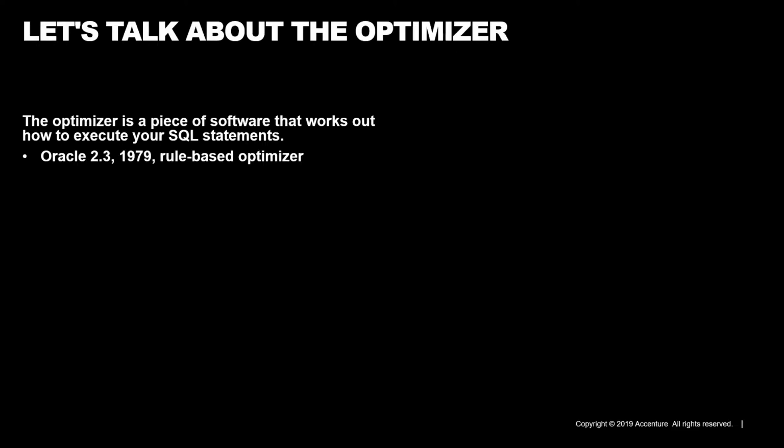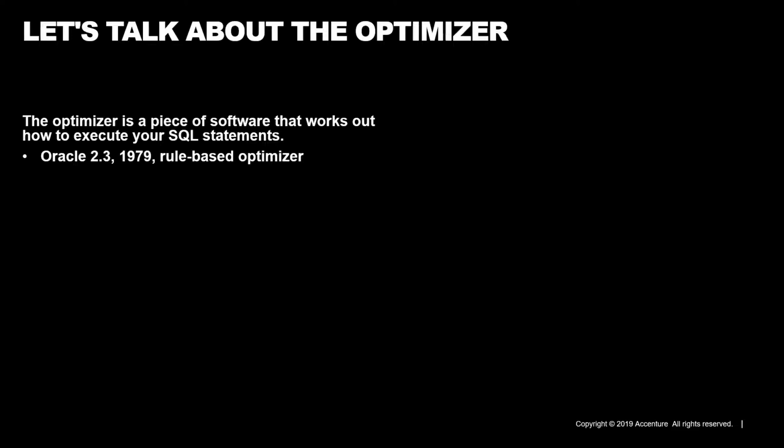The optimizer is a piece of code inside the database. It determines how to execute your SQL statements, which table to start with, whether to use an index, and if so, which one, which method to use to join two tables or row sources together.